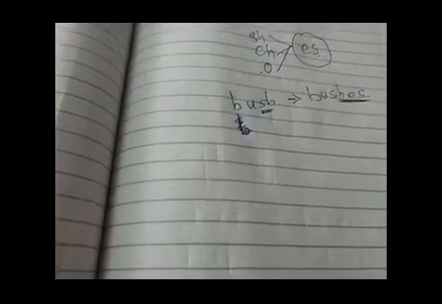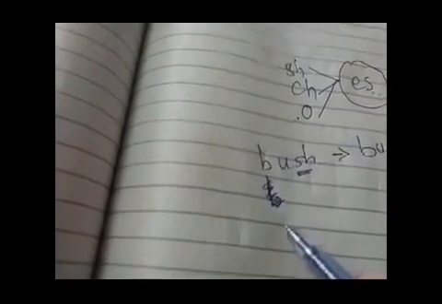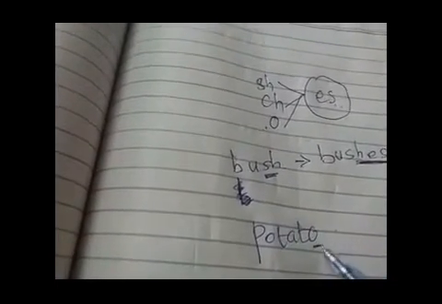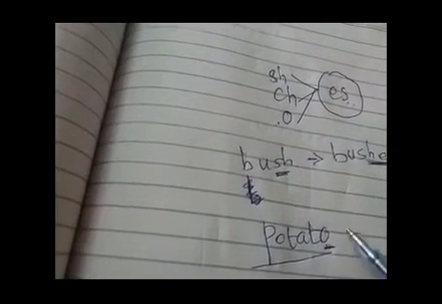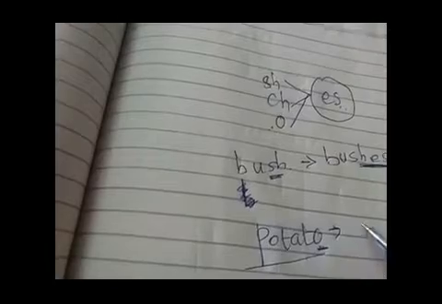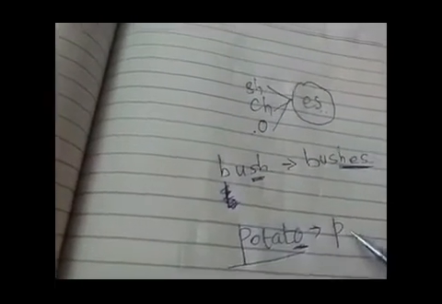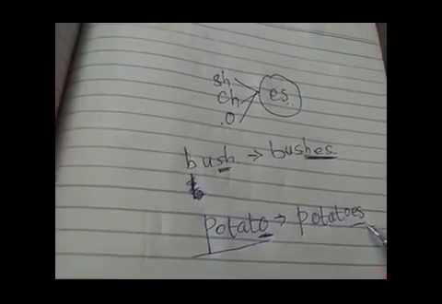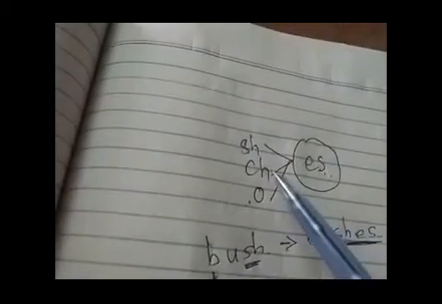For example, there is another word for O, and that is potato. Potato, in the end there is an O. If a singular noun ends with O, then in the plural, with O, you are going to put ES. For example, potato will become potatoes. After O, you are going to put ES. So this is also the rule that with SH, CH and O, you are going to put ES.